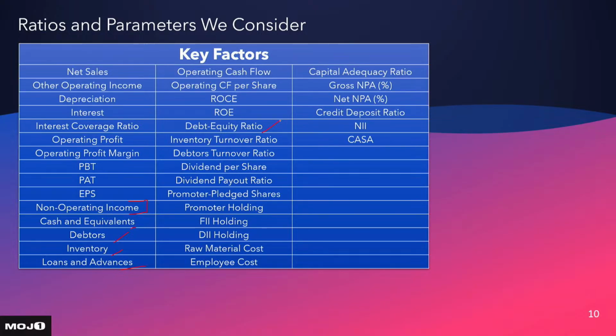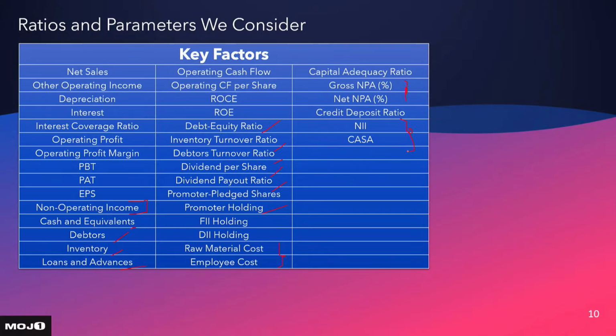Then there are other ratios as well: return on capital employed, return on equity, debt to equity, a very important factor to understand how well the capital is placed. Turnover ratios, important to understand. Dividend per share, dividend payout ratios, to understand if there is some kind of constant or income-based return you can get from the stock. Promoter holding, FIIs, DIIs, raw material cost, employee cost. Capital adequacy ratio, gross NPA, net NPA for banks, very important. NII, CASA, current account, savings account, very important for banks.